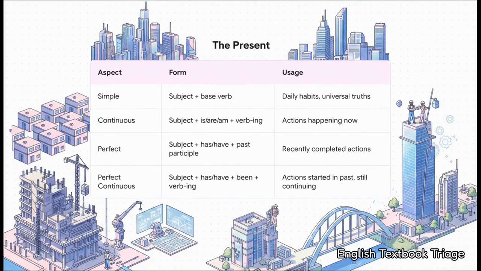Okay, here we are in the present. The simple design is for your sturdy, everyday stuff, like habits or facts. The continuous design is for what's happening this very second. Now the perfect design, this one's cool. It's like a bridge connecting the past to right now, showing an action that just finished. And then there's perfect continuous, which shows something that started a while ago and is still going on.